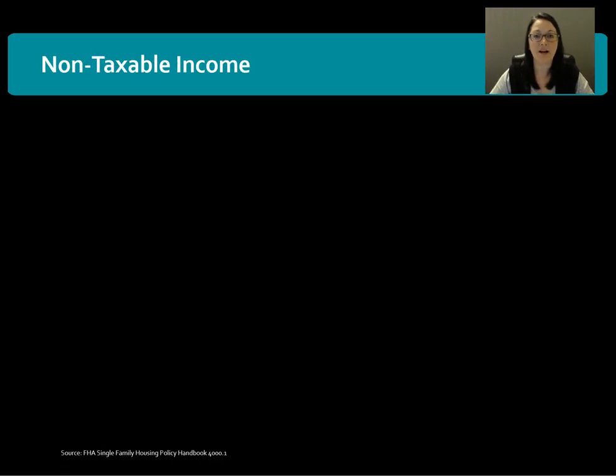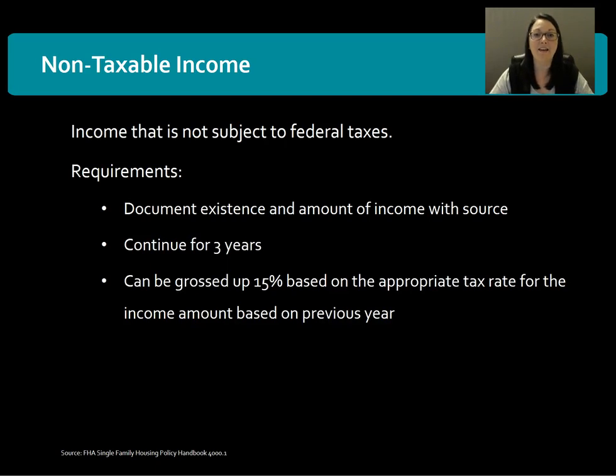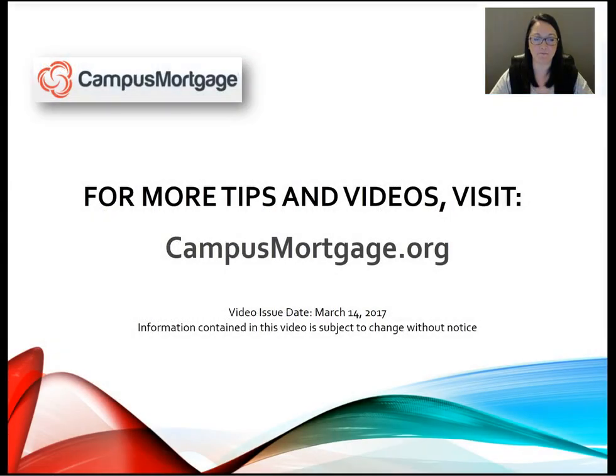Now let's take a look at non-taxable income. So this is income that is not subject to federal taxes. The requirements are you must document the existence and the amount of income with the source. It must continue for 3 years. And for manually underwritten loans, it can be grossed up 15% based on the appropriate tax rate for the income amount based on the previous year.